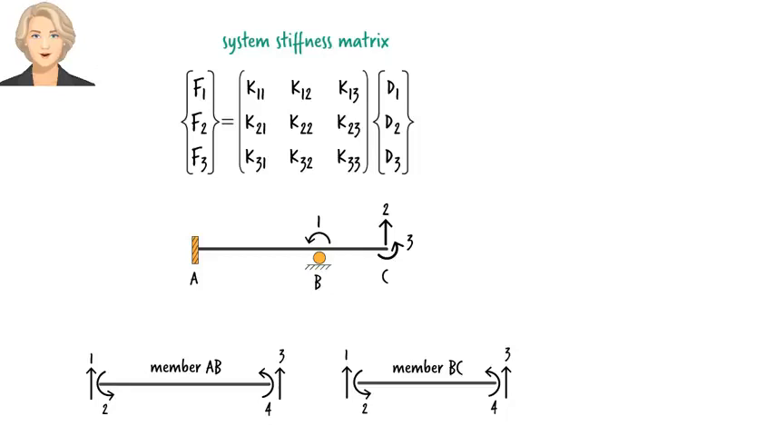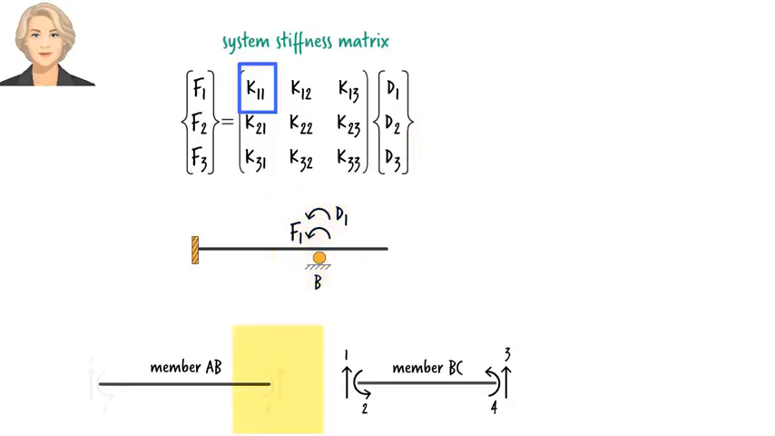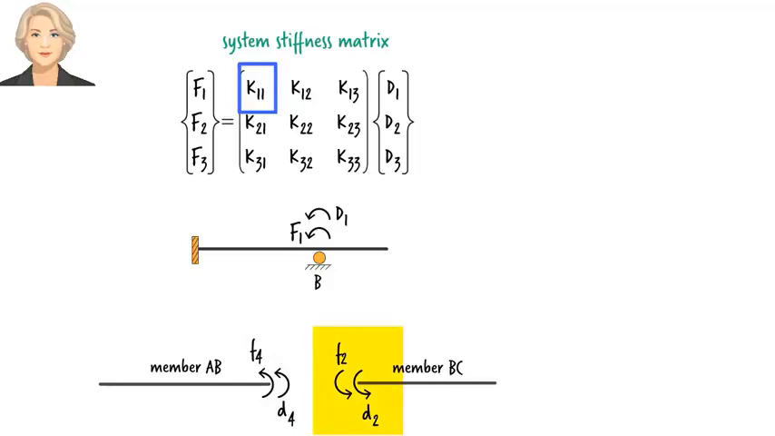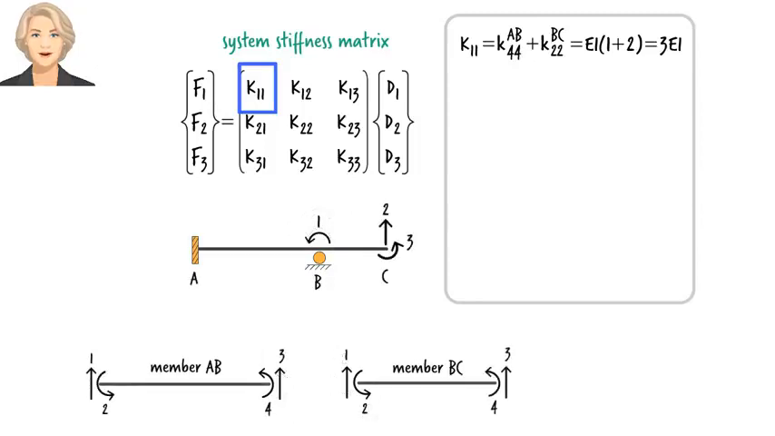With this in mind, let's see how we can determine K11 for the system. This is the system stiffness coefficient for pair F1-D1. This displacement force pair matches pair F4-D4 for member AB and pair F2-D2 for member BC. Put differently, system stiffness for pair 1-1 corresponds to member stiffness for pair 4-4 in AB and member stiffness for pair 2-2 in BC. So we can write K11 equals K44 of AB plus K22 of BC. Since we already have defined the member stiffness matrices, we can write this equation. It tells us that both AB and BC contribute to the stiffness of the entire beam for pair 1-1.